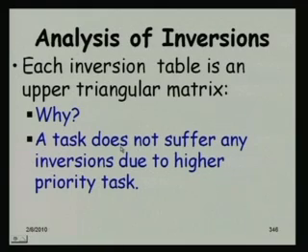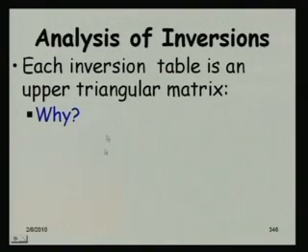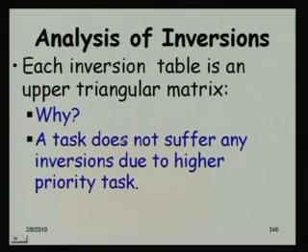Okay, but why should sorting make it upper triangular? That is only because of the lower priority. Exactly, exactly. The reason is that a task does not suffer any inversion due to higher priority tasks. So one part of the table will be empty.